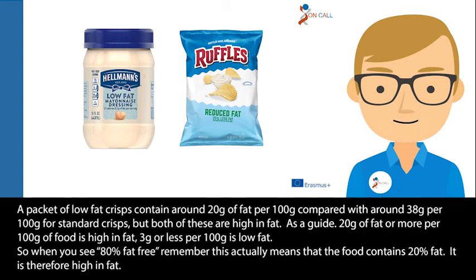Let's explain. A packet of low-fat crisps contain about 20 grams of fat per 100 grams compared with around 38 grams per 100 grams of standard crisps, but both of these are actually high in fat. As a guide, 20 grams of fat or more per 100 grams is food high in fat. 3 grams or less per 100 grams is low fat. So when you see that 80% fat-free, remember this actually means that the food contains 20% fat. It is therefore high in fat.